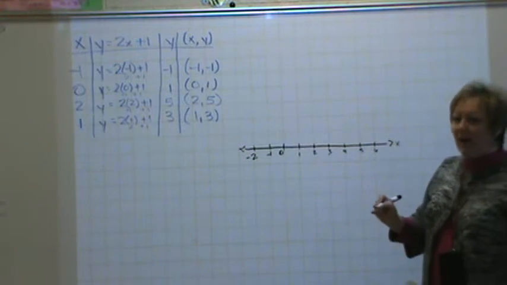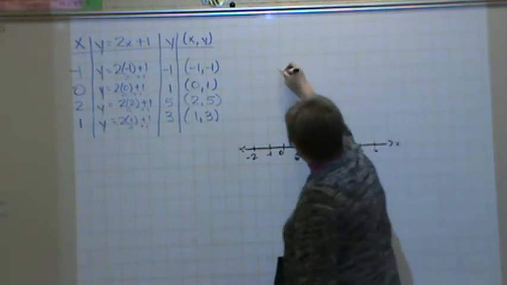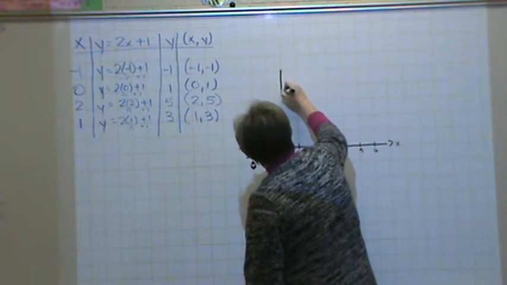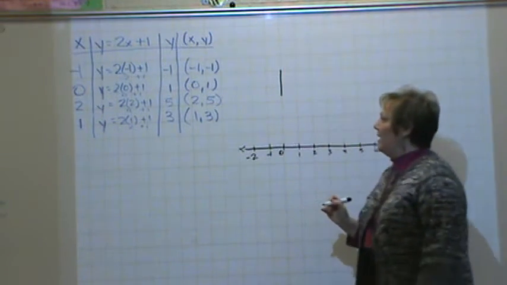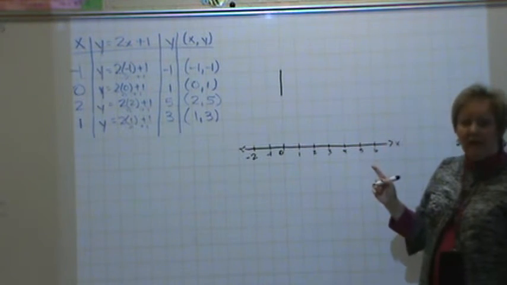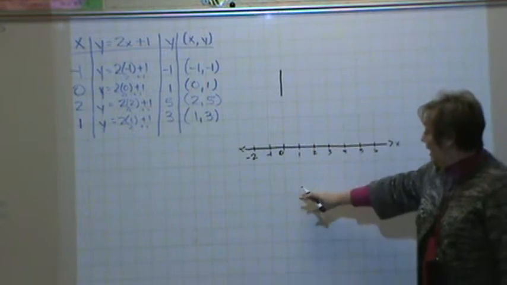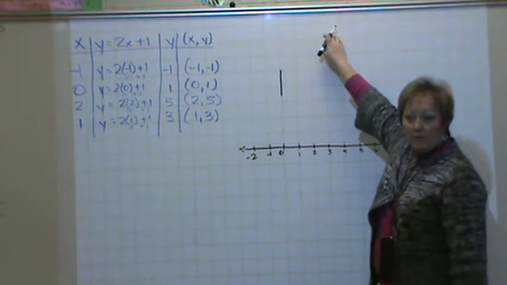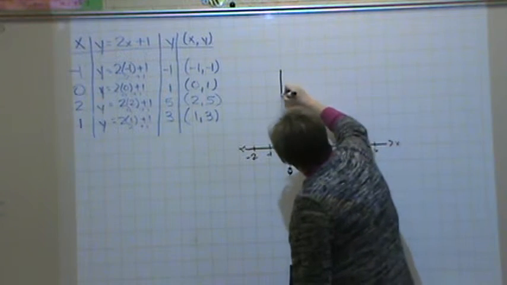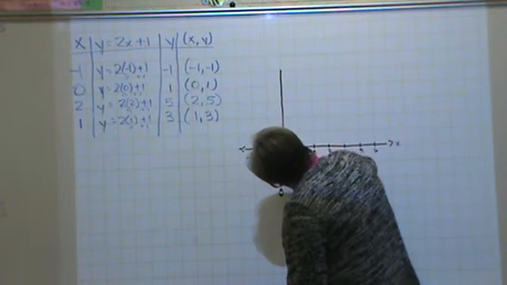Alright, so we've got our x-axis drawn. Now our y-axis comes through 0. And what are my high and low numbers here? -1 and 5. So I need my y-axis to go from -1 all the way up to +5. I need to make sure I've got my y-axis long enough to cover those numbers.